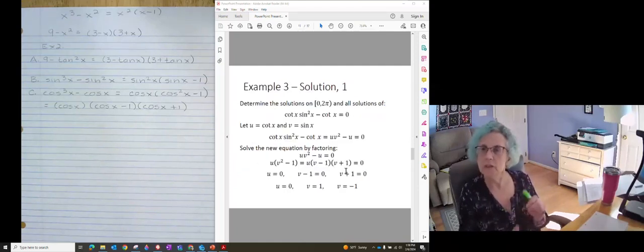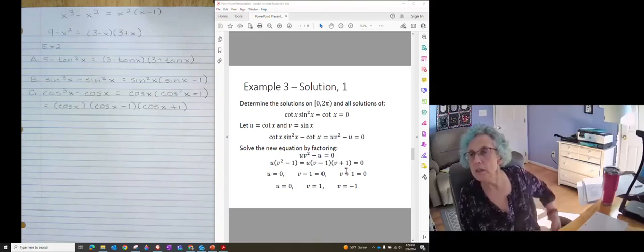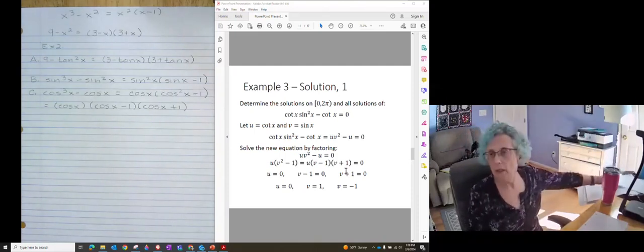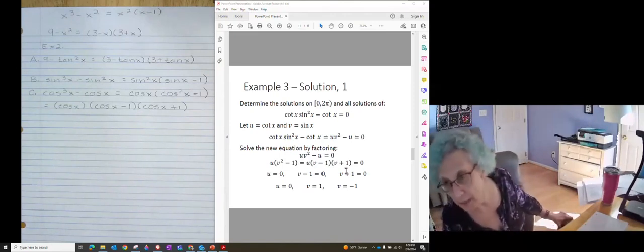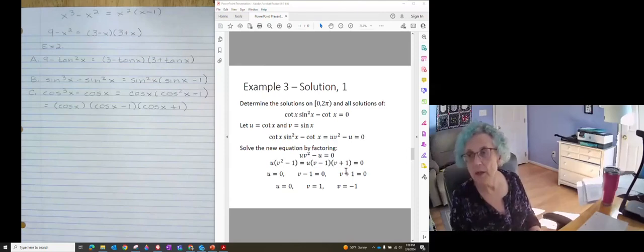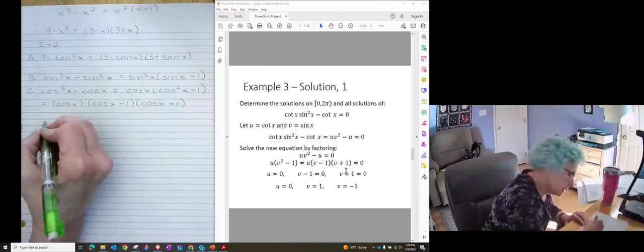So, example 3, solution 1. Okay, so we want to determine the solutions on 0 to 2 pi and all of the solutions of cotangent of x times sine squared minus cotangent of x equals 0. So let's write that down.